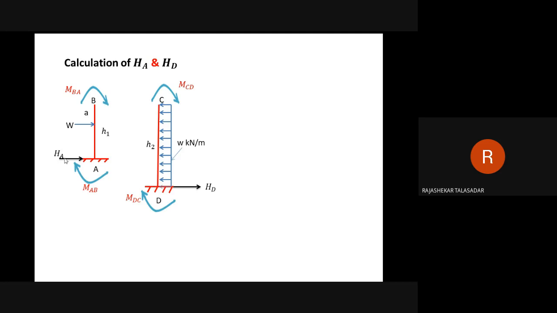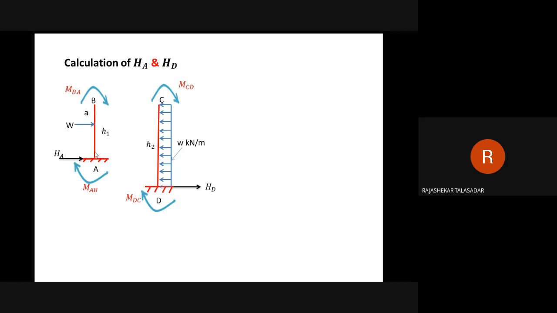So HA I assume towards right. Usually HA will oppose the moment caused by the loads. See now, MAB and MBA are clockwise. This HA should oppose that moment. If you take the moment of HA about B, what will be its sign? What is the nature of the moment, can you say? Anti-clockwise. Turn this HA tip towards B, it will become anti-clockwise. Thus, it will get balanced.